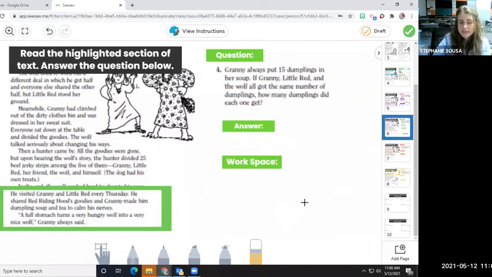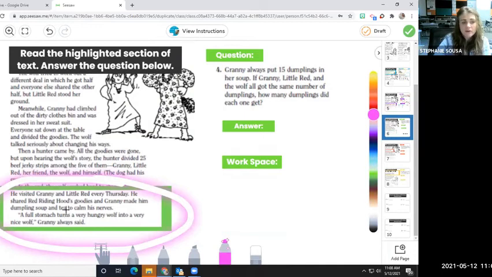Top to slide 6. This is the last one we're going to do together. I want you to pay careful attention to this one because it is worded in a way that makes you have to count. That'll make sense here in a minute. Let's read the highlighted section of text. He visited Granny, Little Red, and Little Red every Thursday. He shared Red Riding Hood's goodies, and Granny made him dumpling soup and tea to calm his nerves. A full stomach turns a very hungry wolf into a nice wolf, Granny always said.